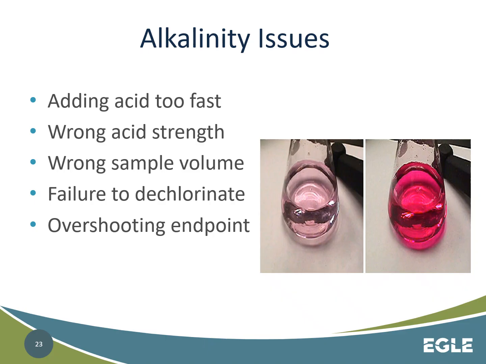Some of the common issues with alkalinity is adding the acid too fast and overshooting that pH like I was talking about. Another one is the wrong acid strength. It might titrate down faster if you're using an acid strength that is unknown and unchecked. So that's another thing. That's why standardized acid is very important to use. You might have the wrong volume of sample. If you have the wrong volume of sample, it's going to require more titrant in order to get it down to where it's supposed to be.